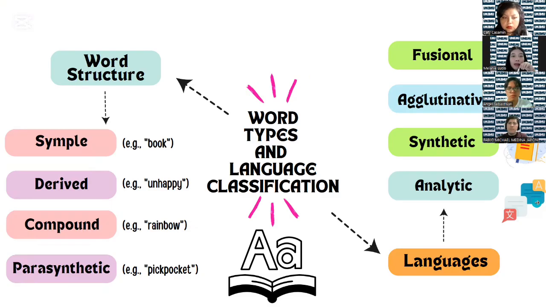Word types by structure. Simple is a single morpheme, for example, book. Derivative is lexeme plus affixes, for example, unhappy. Compound is multiple lexemes, for example, rainbow. Parasynthetic is hybrid formation, for example, pickpocket.